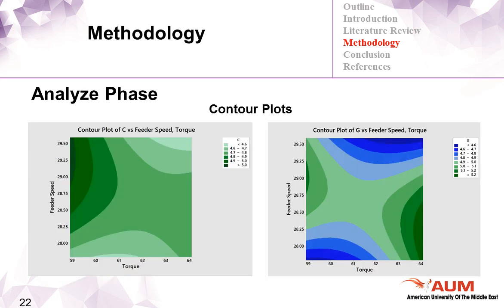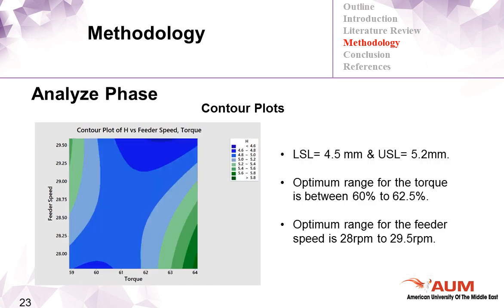Contour plots are used to decide on the optimal levels of several factors acting on a specific response. In our case, the legend, which is color-coded, represents our response, wall thickness, and we use this color-coded legend to search for the correct optimal level of both torque and feeder speed, where it will provide us with wall thickness between the customer specification limits in order to avoid defective pipes. And after applying this to our 3 responses, C, G, and H, we were able to find the optimal levels.